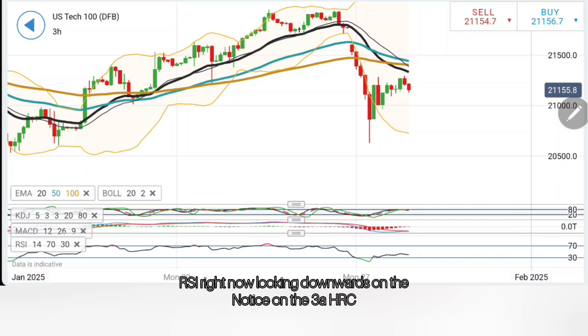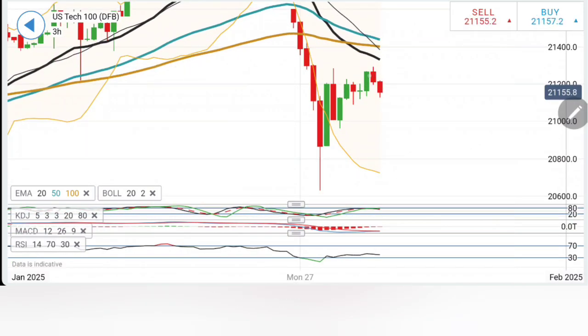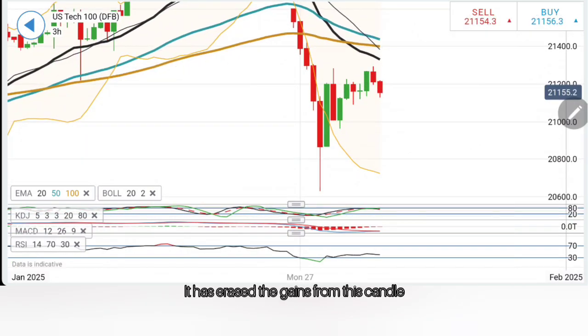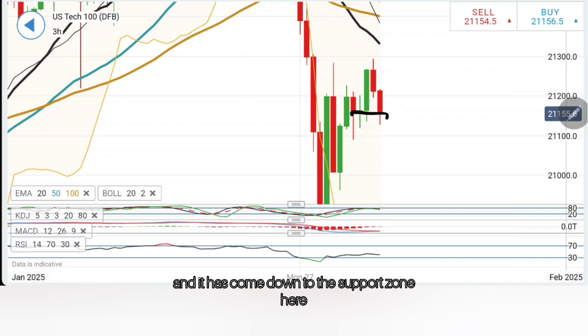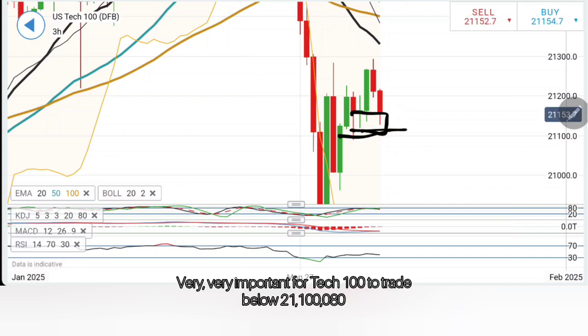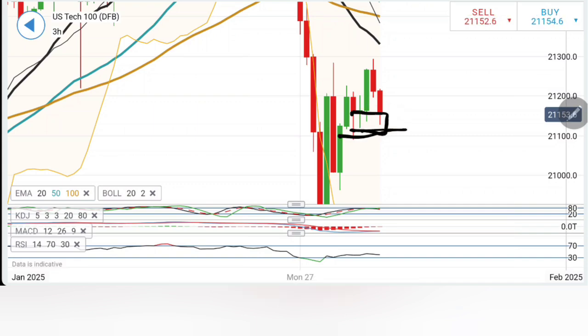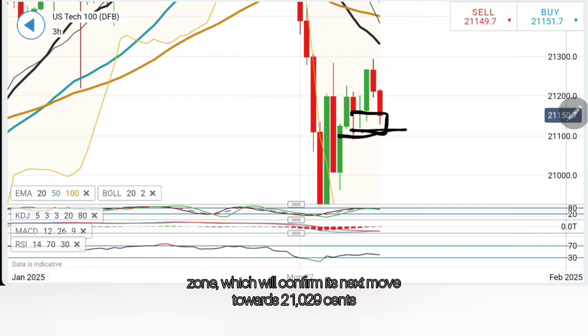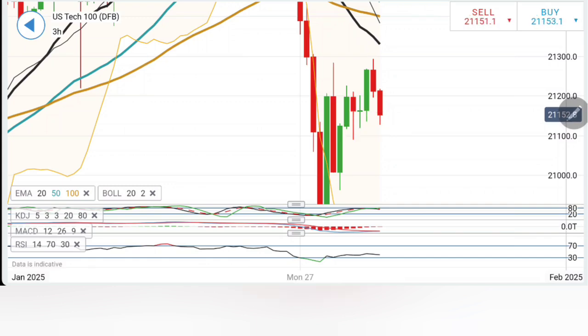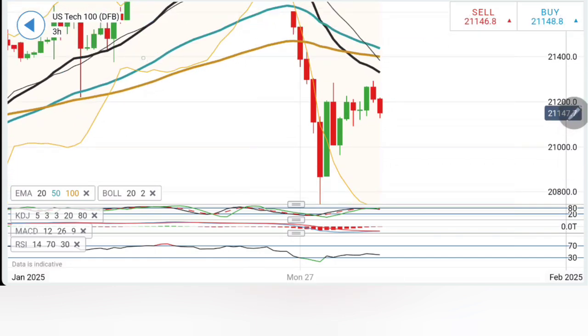On the 3-hour chart, notice, see one bullish candle, a couple of bearish candles. It has erased the gains from this candle, and it has come down to the support zone here. Very important for Tech 100 to trade below the 21,100 zone, which will confirm its next move towards 21,029.70. Else, right now also notice, see the resistance here at 21,300 is pretty strong.